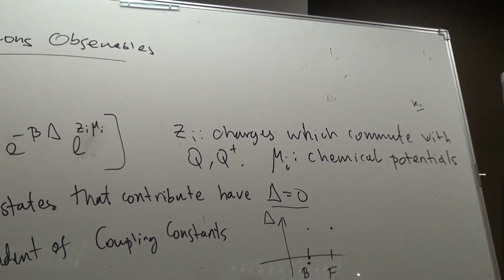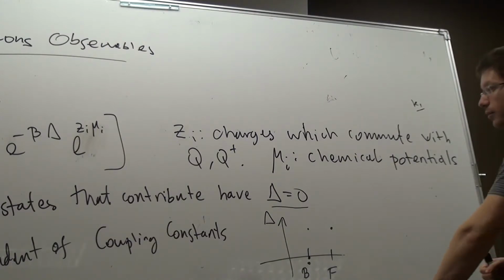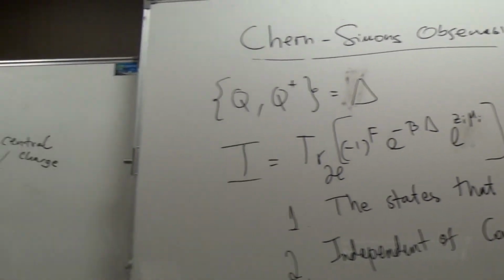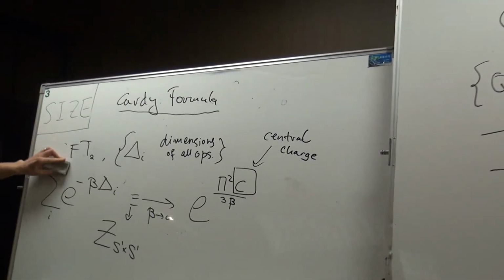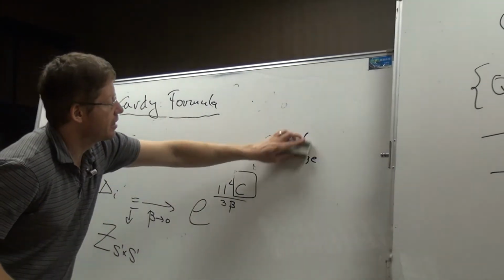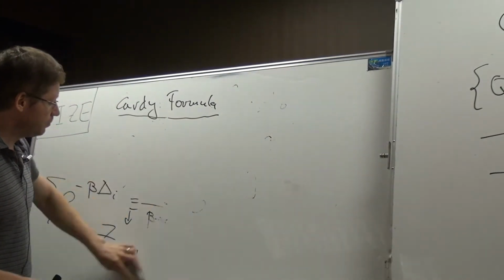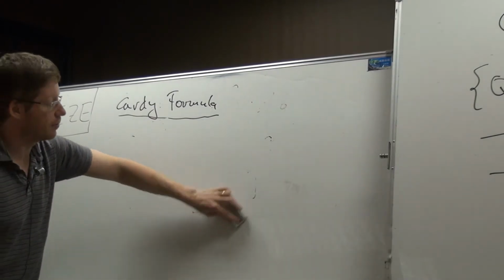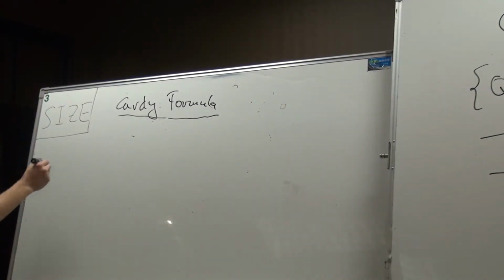So it's independent of coupling constants, and the states that contribute have delta equals 0. So it makes this object very nice to study. And indeed, it has been calculated for many supersymmetric gauge theories in 4 dimensions and 3 dimensions and so on. However, one problem with this object has been, for many years, that it was kind of useless for many supersymmetric gauge theories in 4 dimensions.